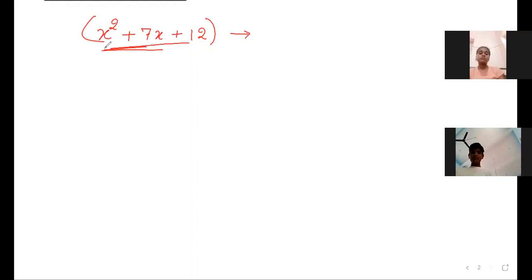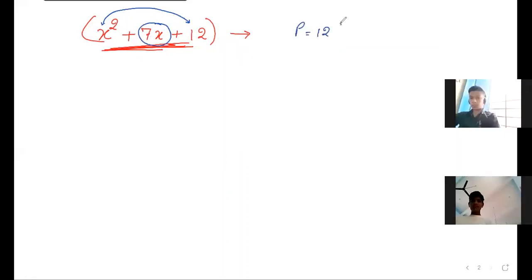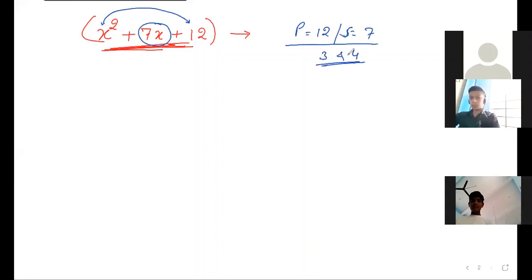Yes. So factorize this. How will you factorize it? The product needed is 12 and the sum needed is 7. So what would be the two factors? Product 12, sum 7. 3 and 4. So it is 3 and 4.